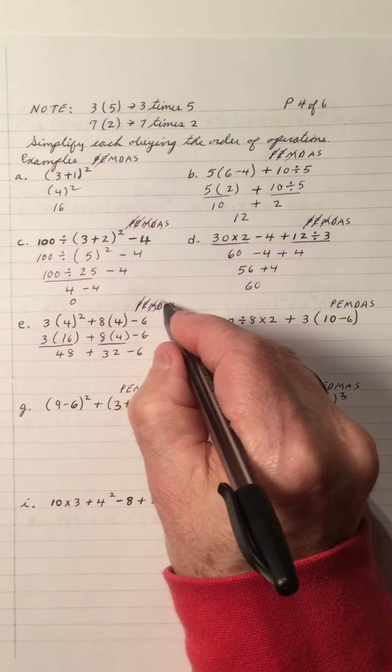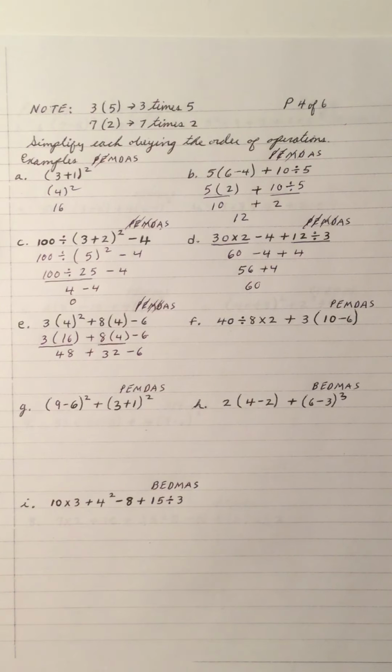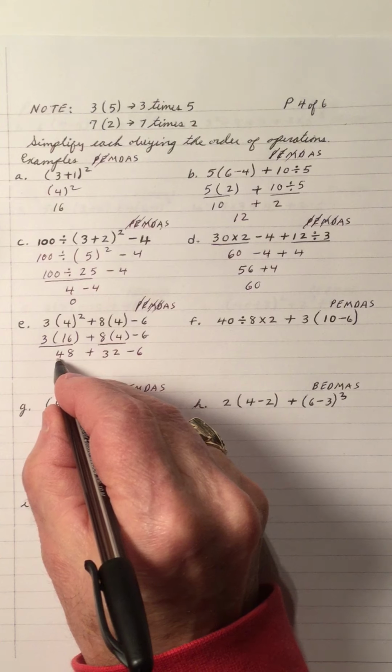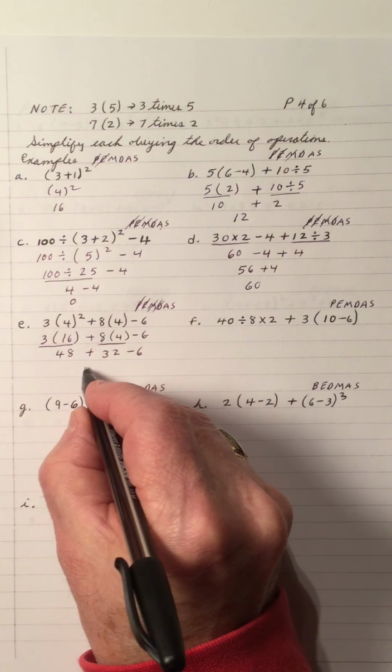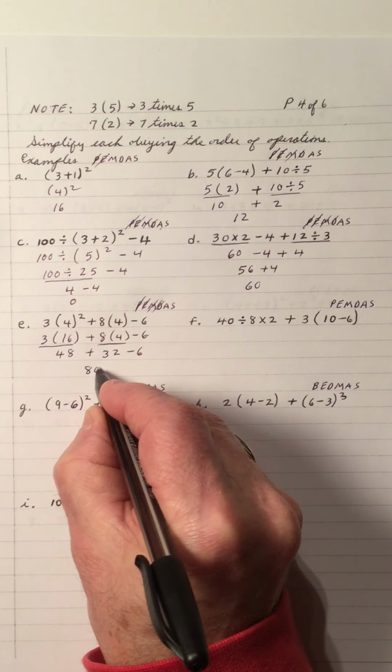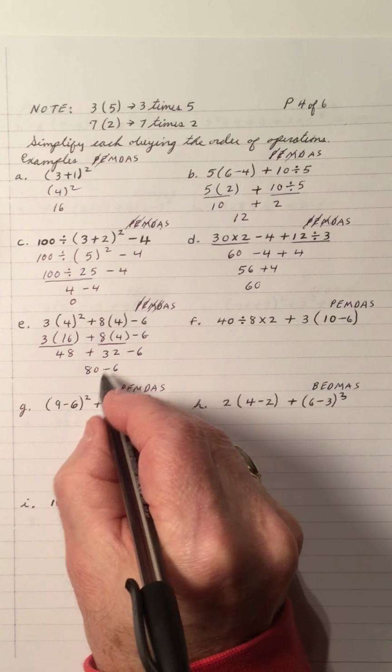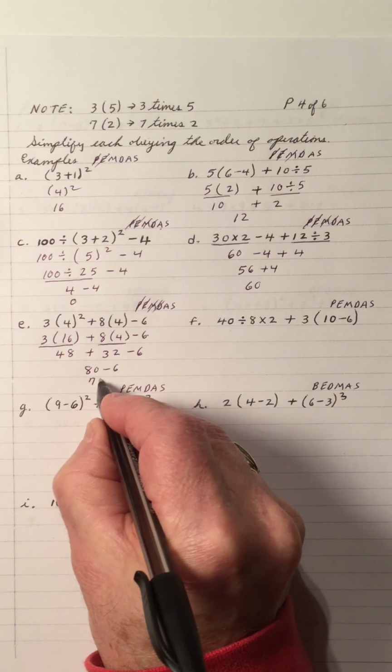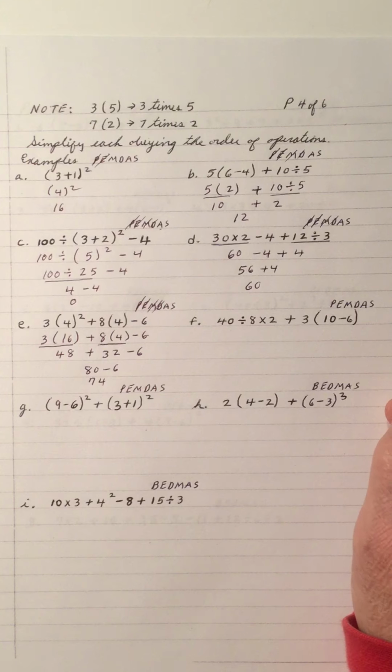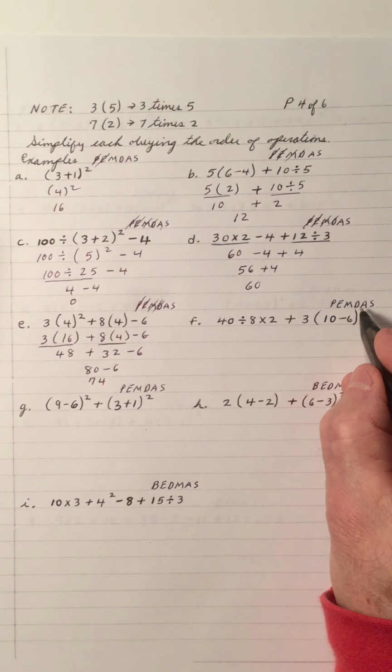Subtract 6. That's done. Now I add and subtract as I go from left to right, or subtract and add, whatever the order is. 48 add on 32 is 80. 80 subtract 6 is 74. Done.